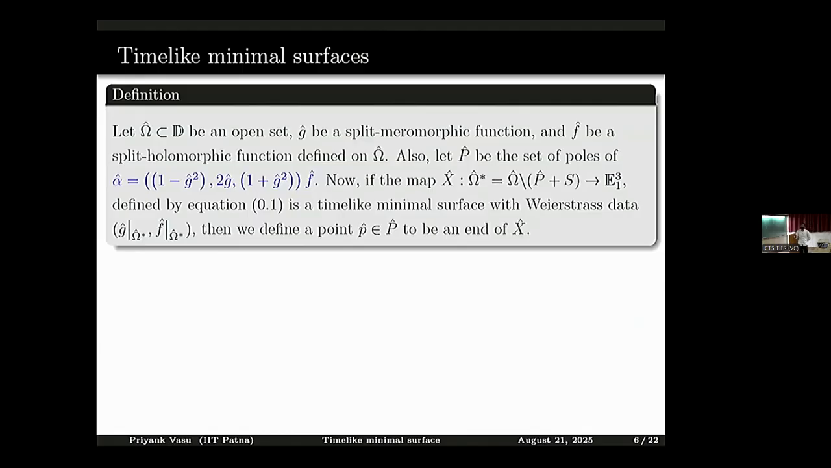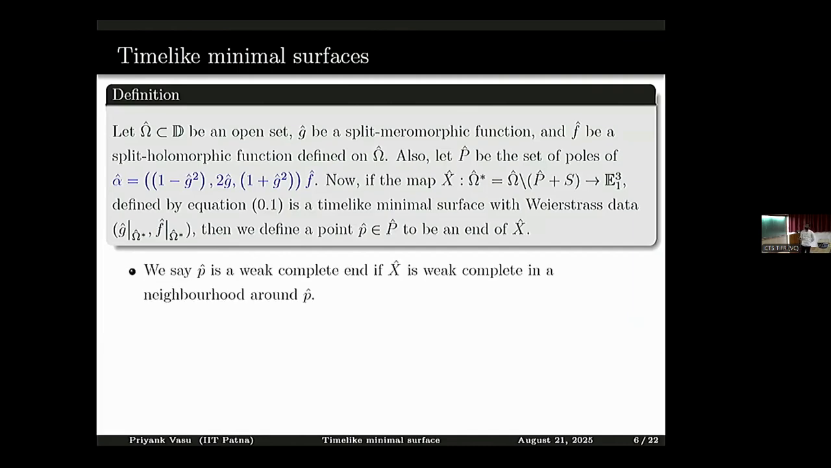If any of this coordinate has a pole at p hat, we will say that the whole cross section of this will be the end of that time-like minimal surface. Then we will integrate it and we can find our time-like minimal surface. Okay, and we will say that end is weakly complete if we find a neighborhood around that end that is complete with the metric induced from E3.